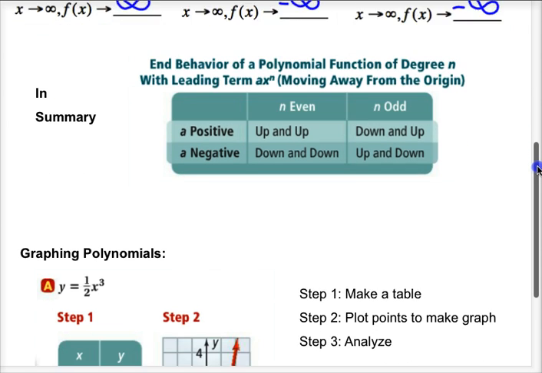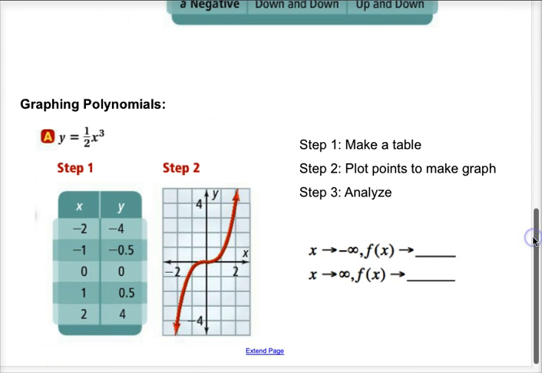Now, I do want to discuss graphing polynomials as well, okay? So we've talked about analyzing end behavior, but now I also want to talk about actually graphing them. So the emphasis of this part is going to be graphing cubics, because you know how to graph linear things, you know how to graph quadratics. So let's talk about cubic polynomials.